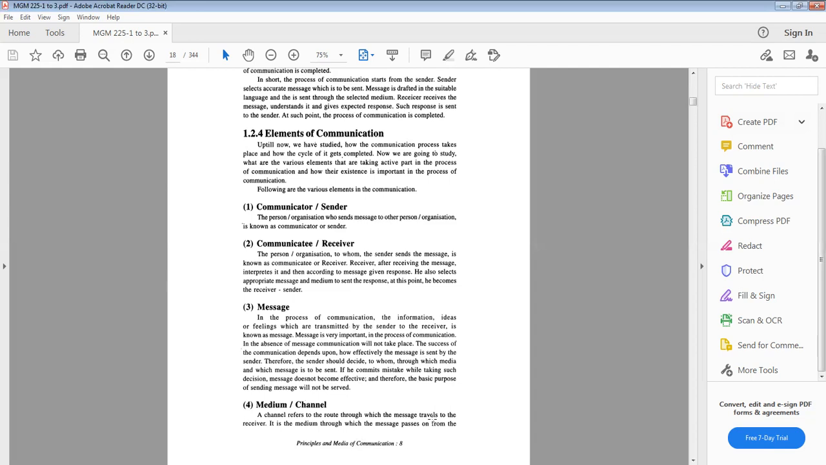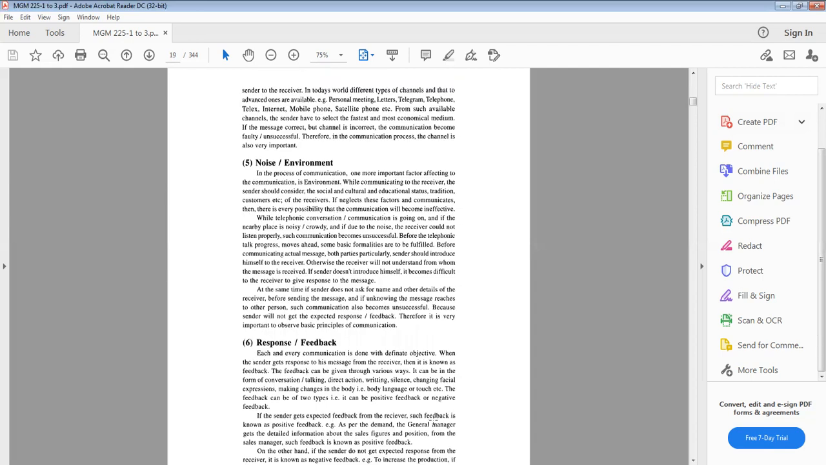Medium or channel. A channel refers to the route through which the message travels to the receiver. It is the medium through which the message passes from sender to receiver. In today's world, different types of channels, and advanced ones too, are available. For example, personal meetings, letters, telegrams, telephones. Noise and environment, the other factors. In the process of communication, one more important factor affecting communication is the environment. While communicating to the receiver, the sender should consider the social and cultural status, education, traditions, customs, etc.